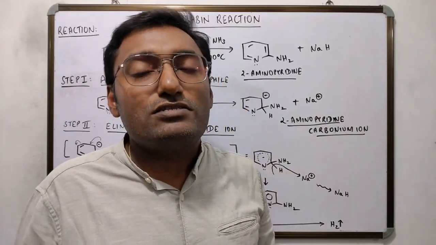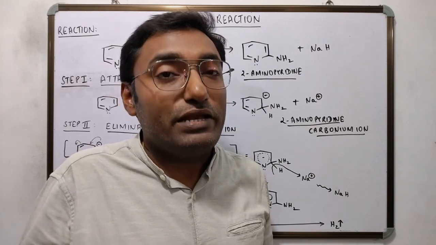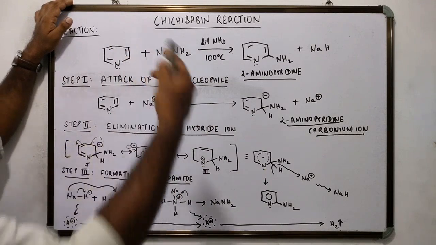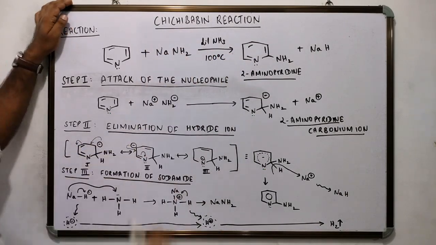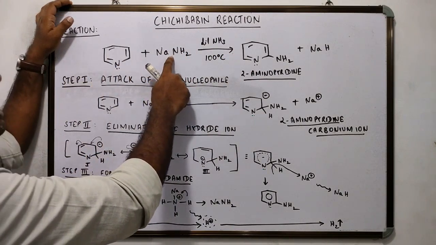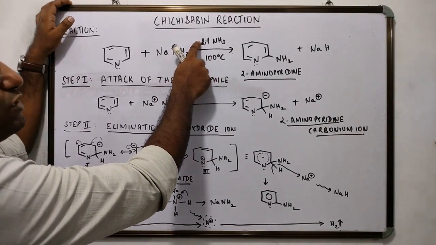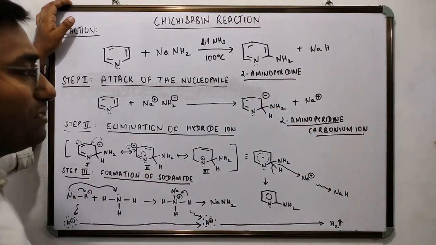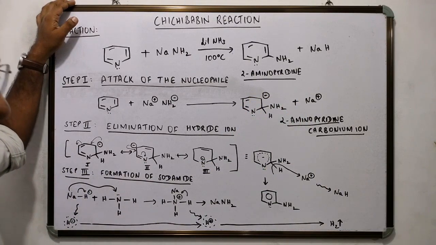What are the examples of nucleophilic aromatic substitution reactions of pyridine? Example number 1. Reaction with soda amide, otherwise called the Chichibabin reaction. Reaction: pyridine, when it is treated with soda amide at 100 degrees Celsius in the presence of dilute ammonia, yields 2-aminopyridine.